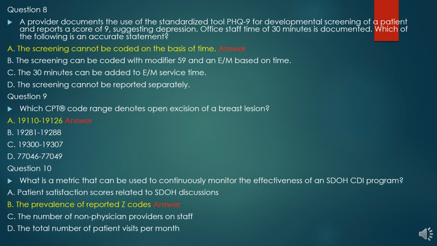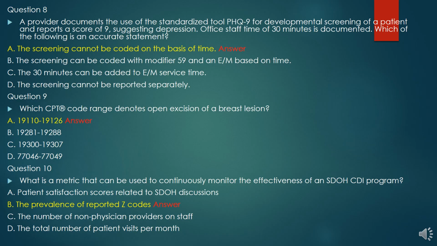Answer. Question 8. A provider documents the use of the standardized tool PHQ-9 for developmental screening of a patient and reports a score of 9, suggesting depression. Office staff time of 30 minutes is documented. Which of the following is an accurate statement? A. The screening cannot be coded on the basis of time. B. The screening can be coded with modifier 59 and an E/M based on time. C. The 30 minutes can be added to E/M service time. D. The screening cannot be reported separately.